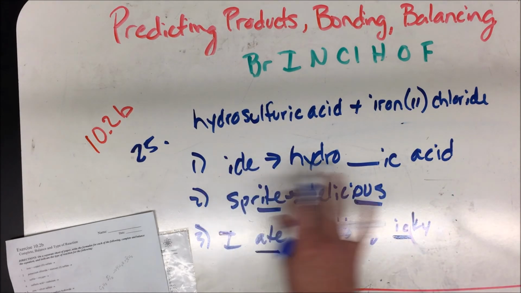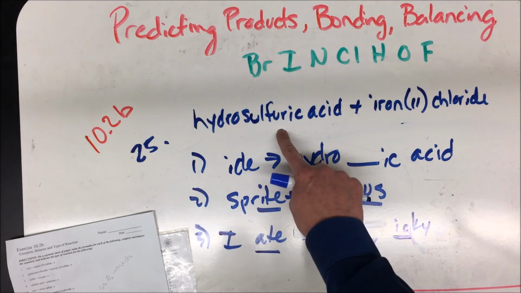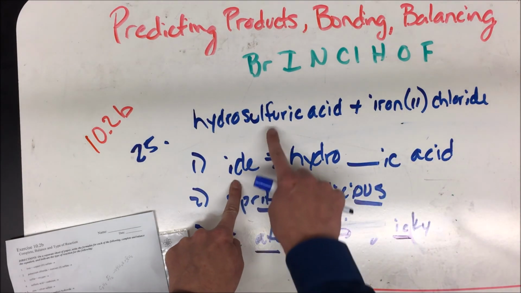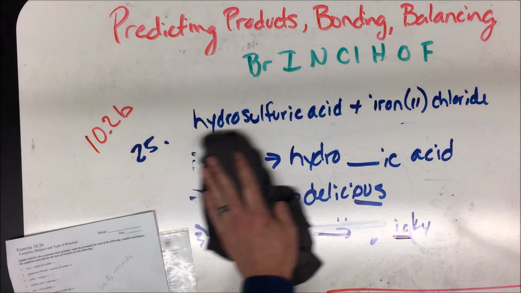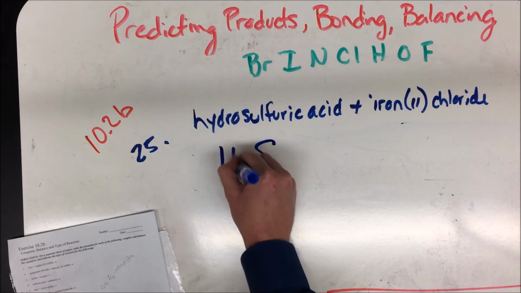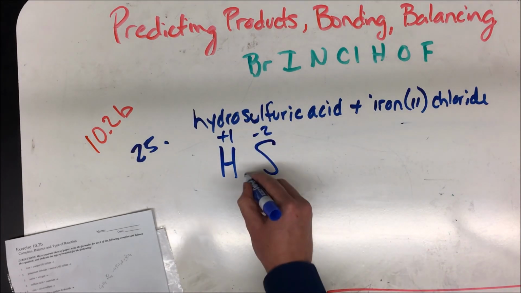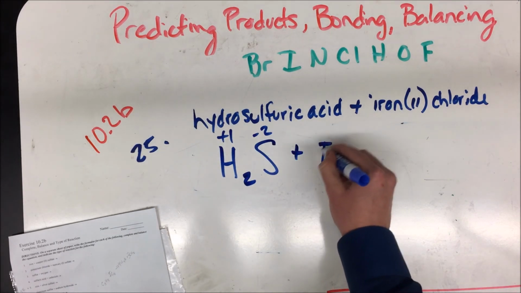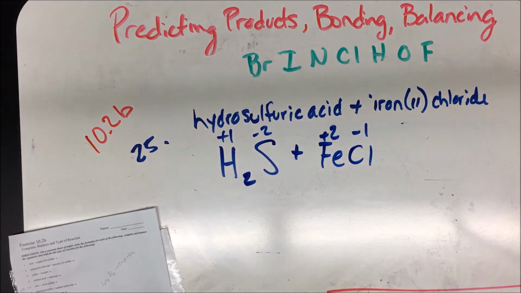So given that my ride has hydraulics, Sprite is delicious, I ate something icky, work backwards. We already have the acid name. Hydro-ic acid used to be IDE. Well, this is hydrosulfuric, so that used to be sulfide. If that was sulfide, and we know that all acids start with hydrogen, then we can combine these two. That's a +1, that's a -2. That means we need H2S, hydrosulfuric acid, plus iron 2 chloride.